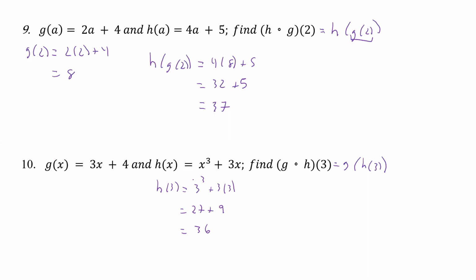And so now what do we do? Well, now what we have to do is plug that into what g is. And so now we're going to say, okay, well, g of h of 3 is equal to 3 times, well, we just found h of 3 was 36, so 36 plus 4. Well, now we need to take 36 times 3. Well, 36 times 3, that's 108, plus 4. And so it's going to be 112. So that's what g of h of 3 is equal to: 112.